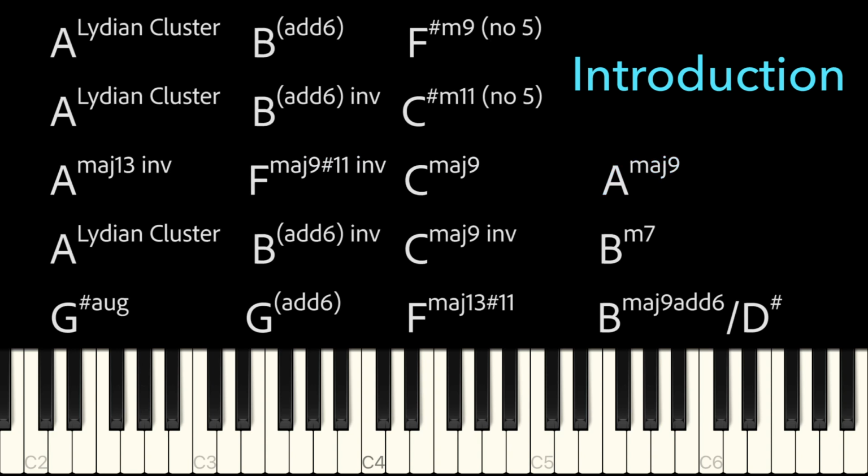For the first two chords, we connect via the common note E. We go from A major 9 to F sharp major 9 sharp 11. The E is key. I mean, yeah, it is the home key, but it is the key note that slides us seamlessly from A Lydian tonality to F Lydian tonality.